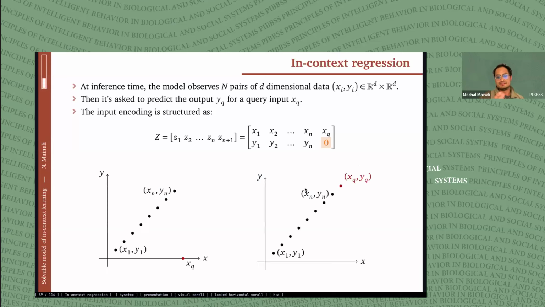So again, graphically, and this is in just one dimension to show an example, at the inference time, we're going to show the model x1, y1 to xn, yn, which have this linear relationship. They fall in a line. And then we're going to give it xq and 0, which is this red dot on the left. And the job of the model is to predict xq, yq, the red point on the top. So it needs to fill in that 0 value to give us the right value. And of course, this is done in some dimension d.